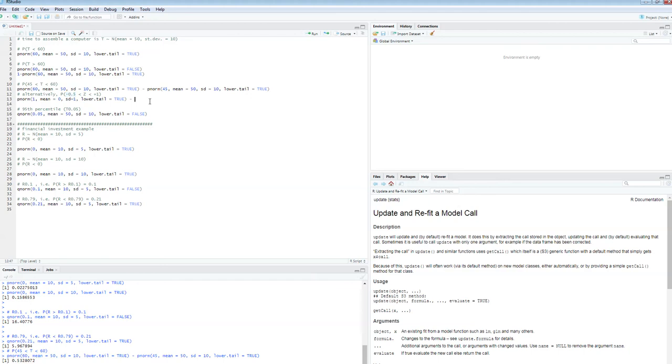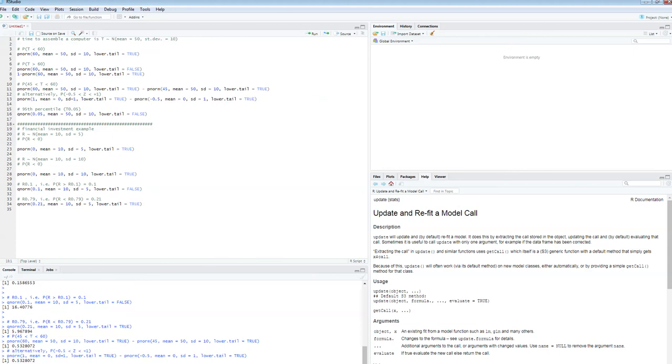So same function pnorm. Okay, and the value is negative 0.5. Mean is 0. Standard deviation is 1. And I'm looking in the left tail, so lower tail is also true. So numerically I should get the same value. Well, let's see. Ta-da! It is the same.